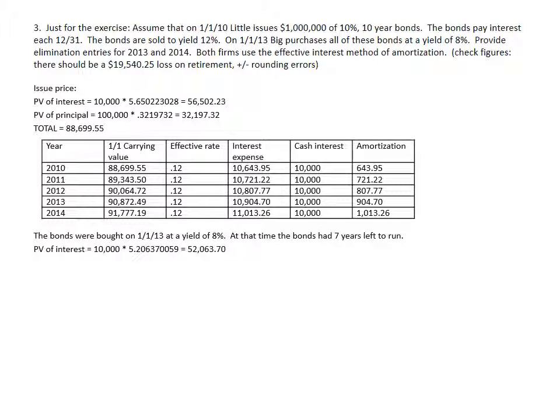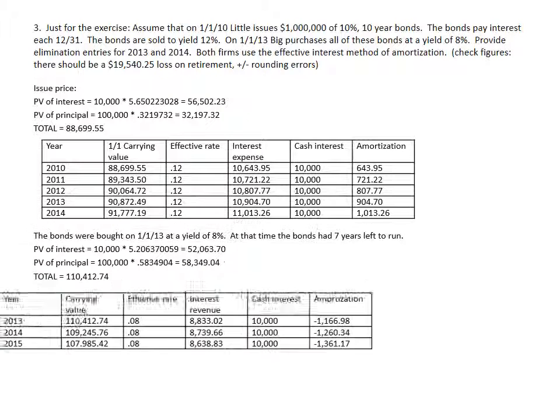So again, the present value of the interest, and now the interest is a 7-payment annuity. There's only 7 years left. Plus the present value of the principal. So the total present value is $110,412.74. Again, we expected them to be bought back at a premium because the market rate, the yield rate, the effective rate, is less than the coupon or stated rate.